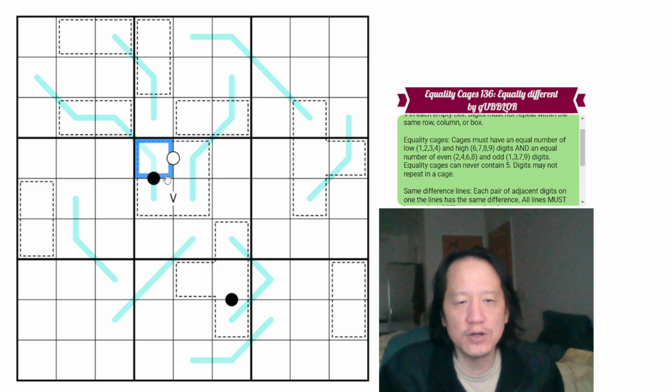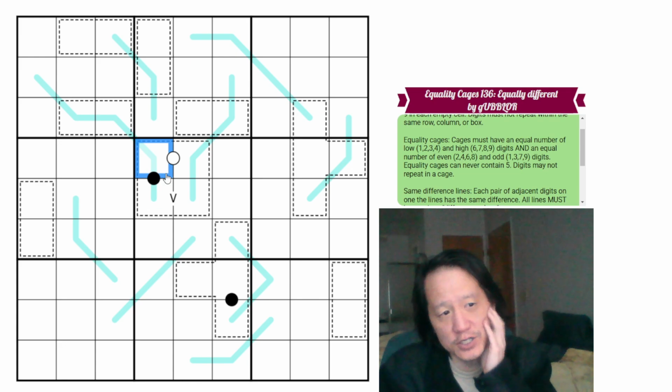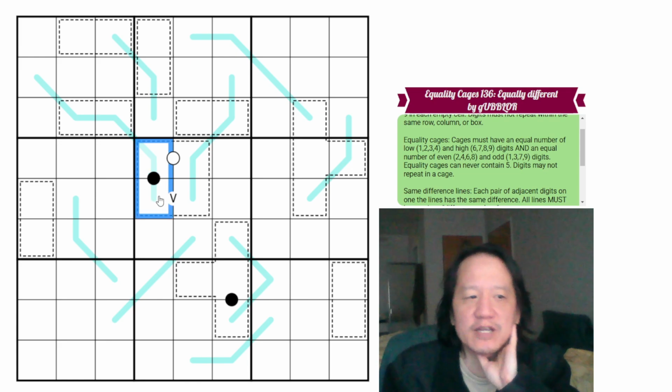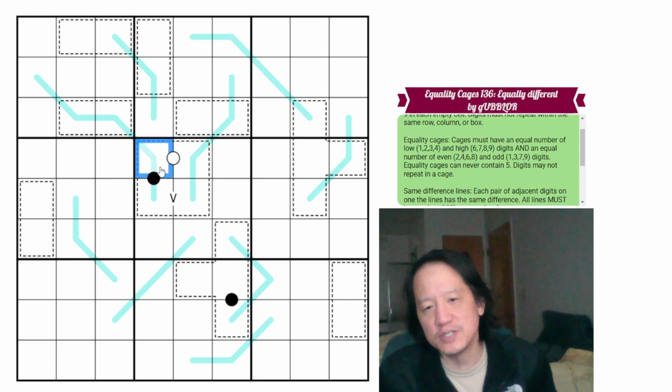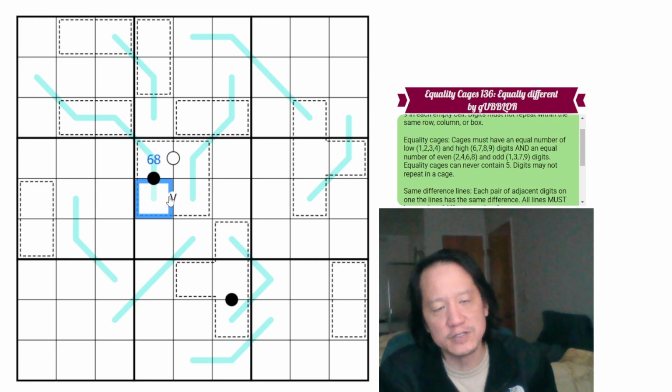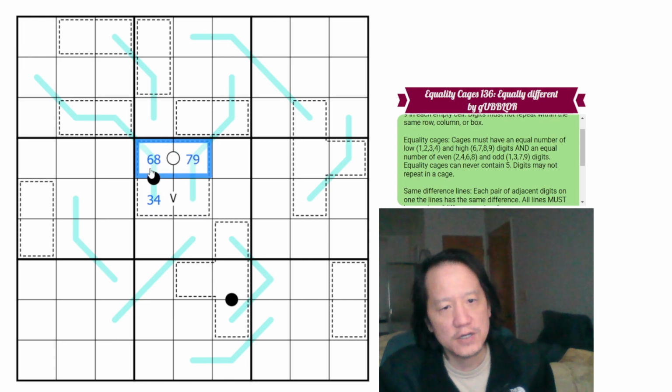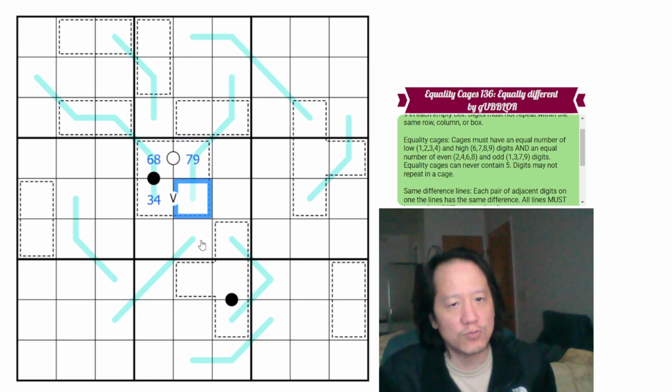The only digit that can be next to a high digit in an equality cage, that would be next to a black Kropki dot, is 6 or 8. So this specifically has to be 6 or 8, which means this is 3 or 4. Now 6 or 8 can be next to 7 or 9. It cannot have a 5 in the equality cage. Therefore, this is now 1 or 2.